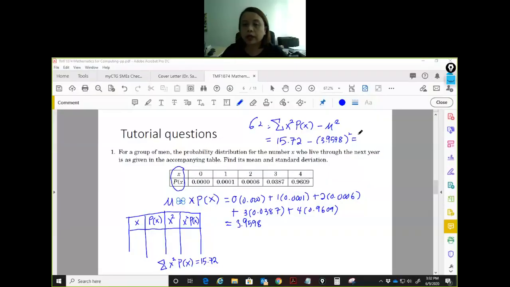So here we have the final answer. I think it's about 0.04, something like that. Okay, so here we have 4 variants. Then after that, you can find what is your standard deviation, which is the square root of the variance here. Okay, so 0.04.